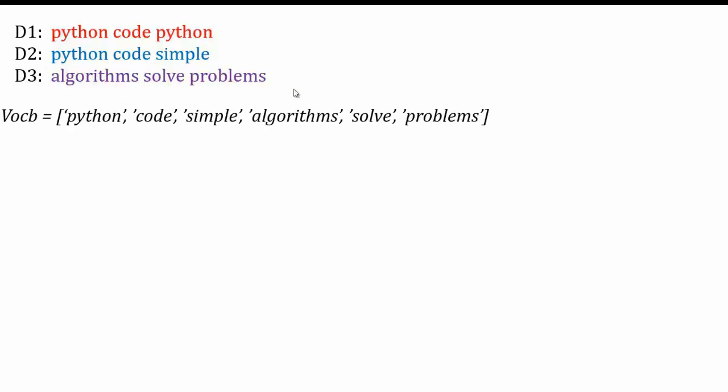And here is our vocabulary, all unique words across documents: Python, code, simple, algorithms, solve, and problems. So this is our vocabulary. So let's first calculate term frequency for each document. As you know, TF is equal to the number of times word W appears in document D divided by the total number of words in document D. Also we can say count divided by document length.